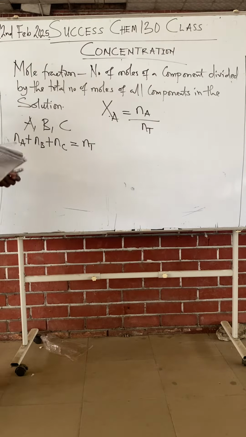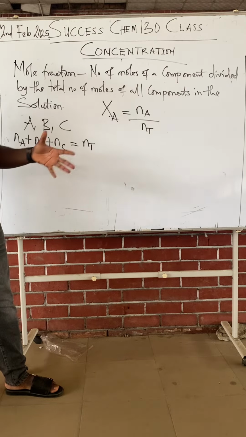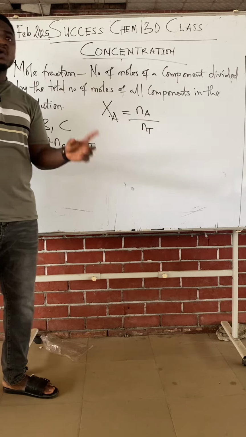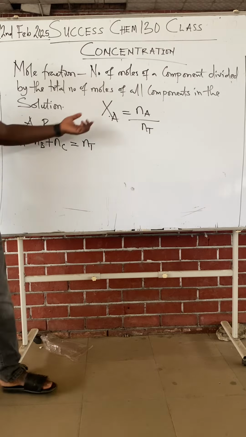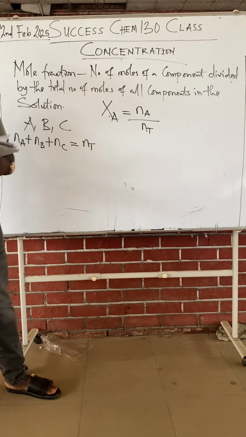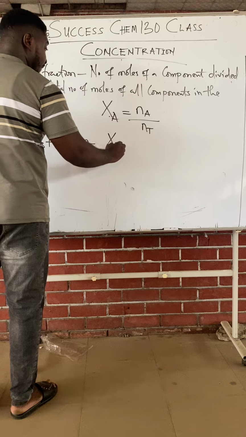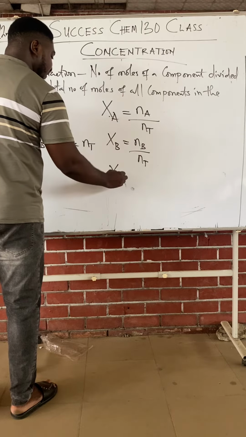So you can be asked to find the mole fraction of a particular component in a solution containing other components. The mole fraction of A is the number of moles of A divided by the total number of moles. What will be the mole fraction of B, class? Number of moles of B divided by what? Thank you. What of the mole fraction of C?